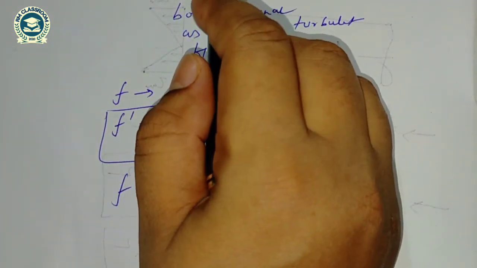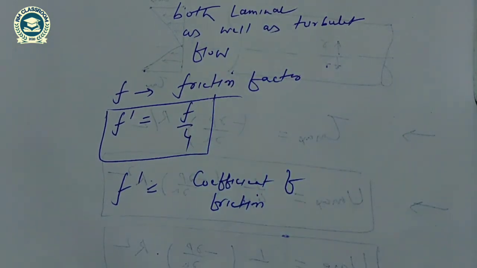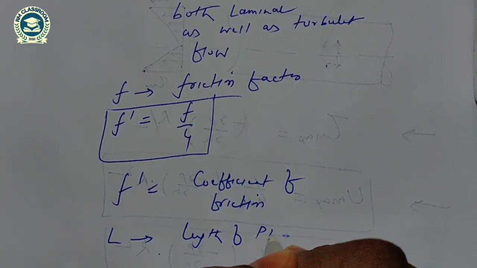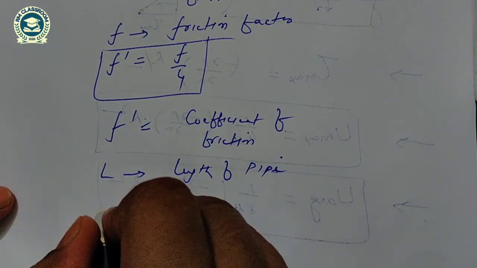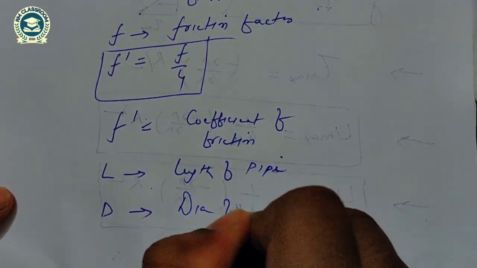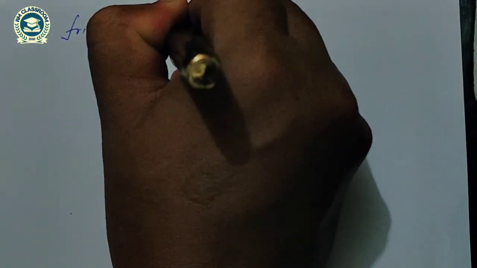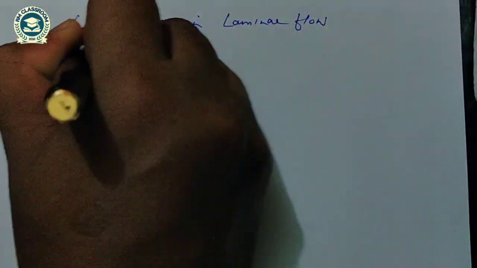And same thing, L is the length of the pipe, V is the velocity, and capital D is the diameter of the pipe. So friction factor in laminar flow.